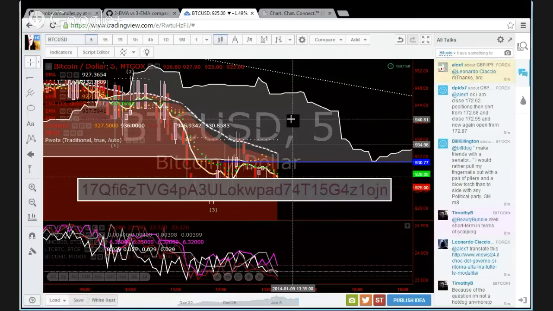Short term in terms of scalping. Yeah, okay. I'll go over some of those maybe another time too. Okay.